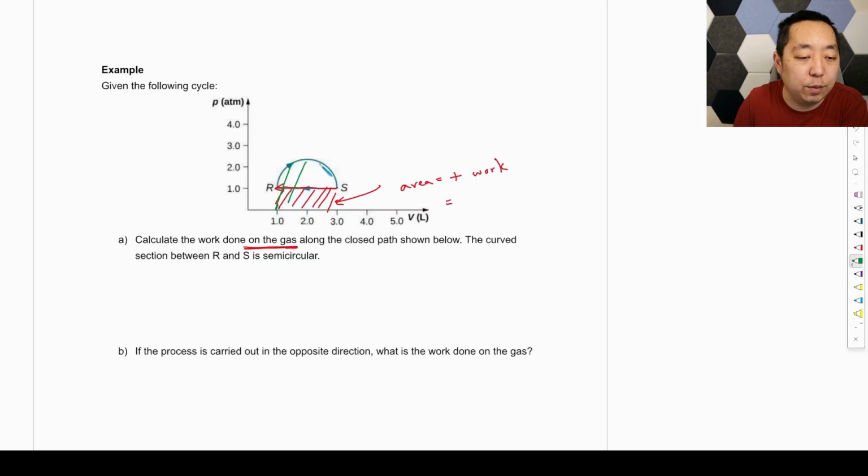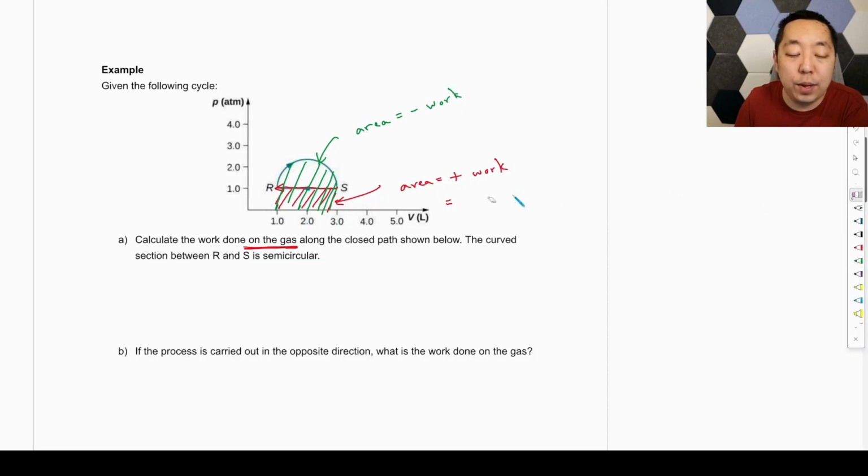If we do the area from R to S here, this green area is negative work. It's negative work because the gas is now expanding, so we're doing negative work on the gas. And so this is going to be a negative amount. This is going to be a positive area. The red is going to be a positive area. The green is going to be a negative area.